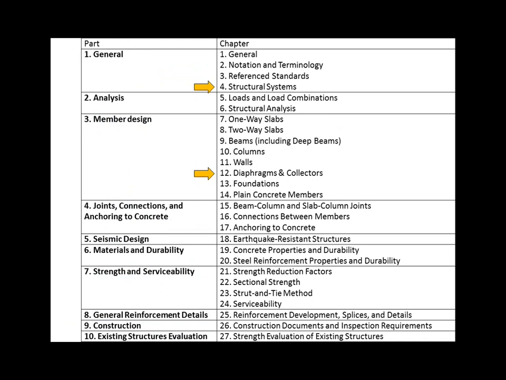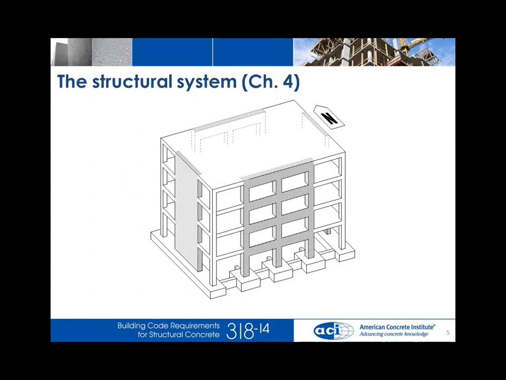So let's take a look at what's in these two chapters. We're not going to go into a lot of detail with them. The structural system chapter, Chapter 4, basically says every building has to have a structural system that is configured in a way that will resist the applied loads and will provide a load path from points of application to points of resistance, period.